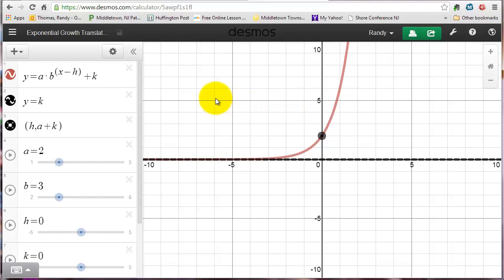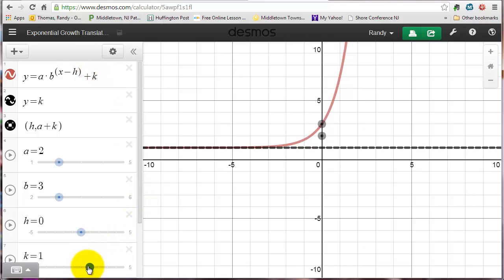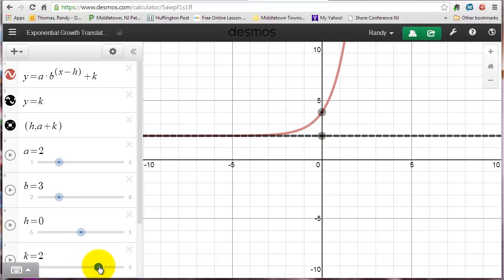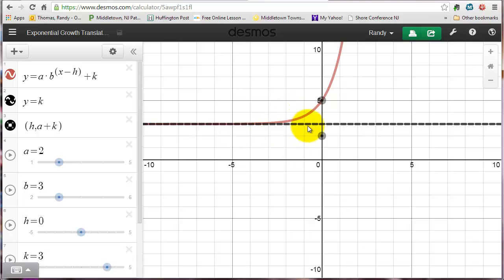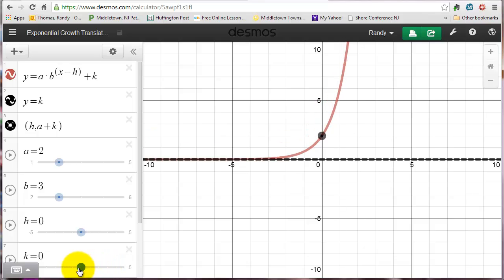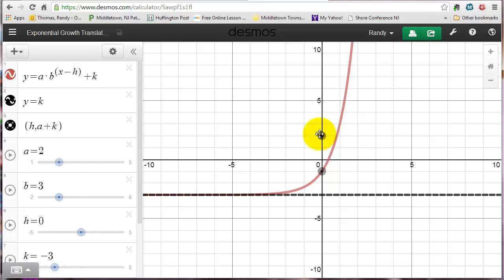Now if you remember from other functions, this number that's added outside of the parentheses, so not next to the x, so it's not part of the exponent, is going to cause a vertical shift. So as k gets bigger, our horizontal asymptote is moving up, our floor of our function, as well as our initial point moved up. So in this case, k is 3, our initial point moved up 3. Also, our horizontal asymptote moved up 3. k could be negative and it will move down. So both the initial point has moved down 3 and the horizontal asymptote. The shape of the curve has stayed the same.